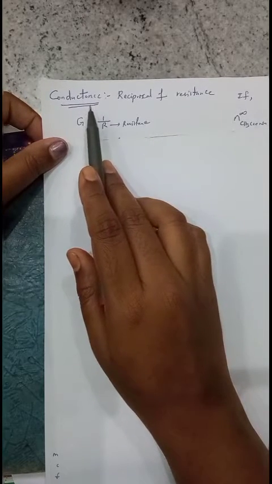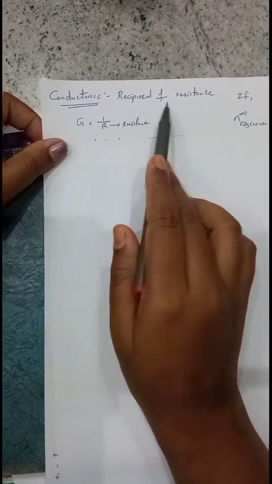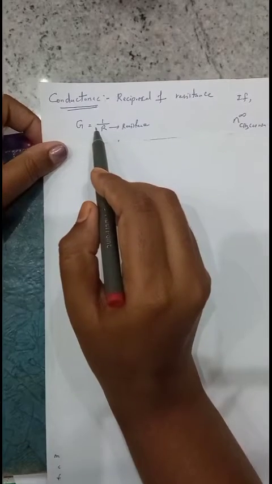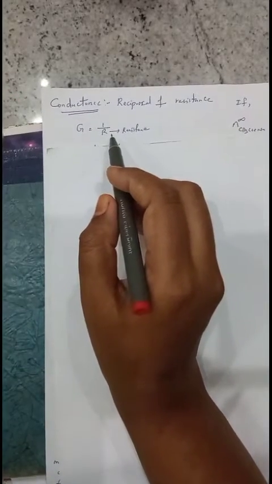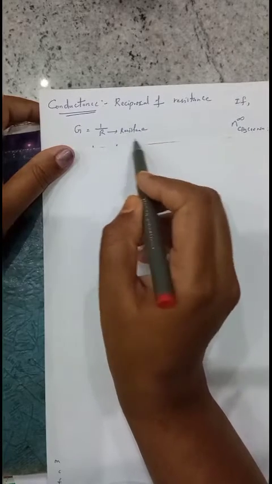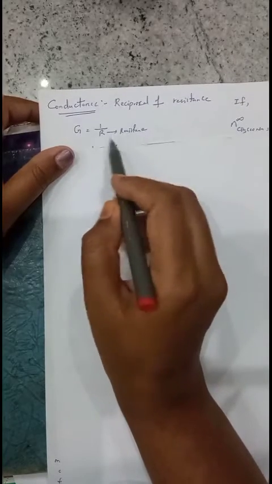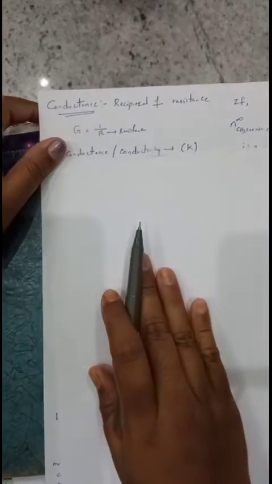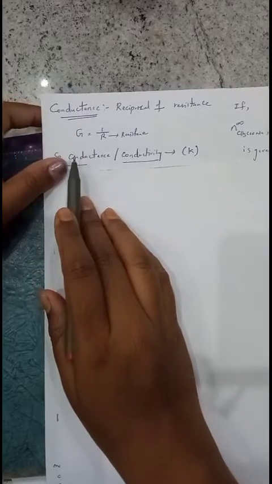So what is meant by conductance? It is the reciprocal of resistance. Conductance is nothing but the reciprocal of resistance. So it can be given by G equals 1 by R, where R is resistance. The reciprocal of resistance is nothing but conductance. That's why G equals 1 by R. So the unit for conductance is ohm inverse or Siemens.